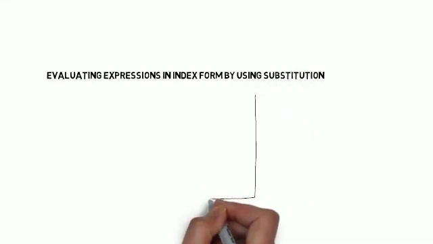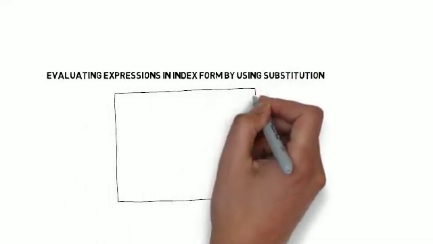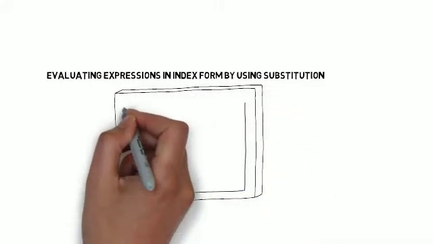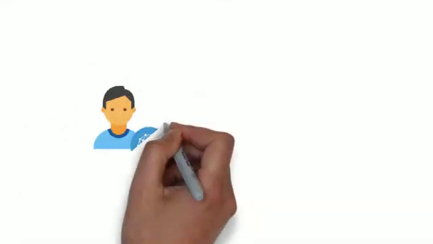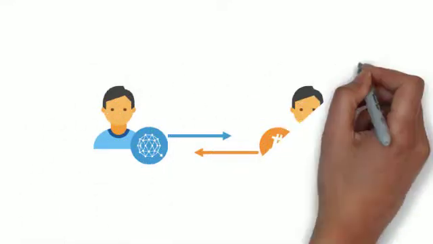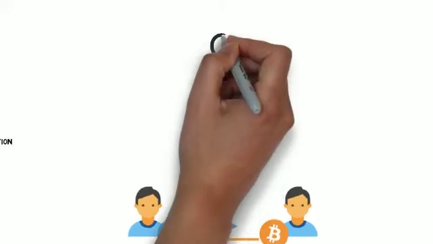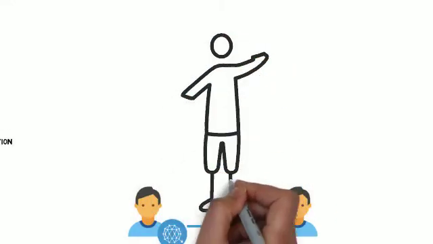This time around, we're going to look at example 7, evaluating expressions in index form using substitution. Remember, evaluate is an algebra term. It is basically just asking us to find the numerical value for it, to work it out essentially. And then we have substitution, where we are trading the values into the expression.